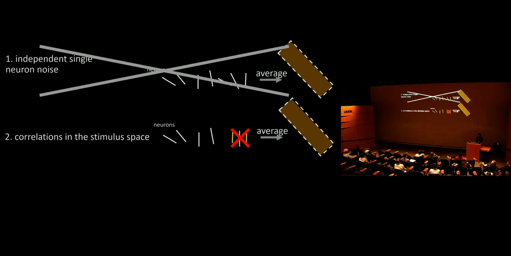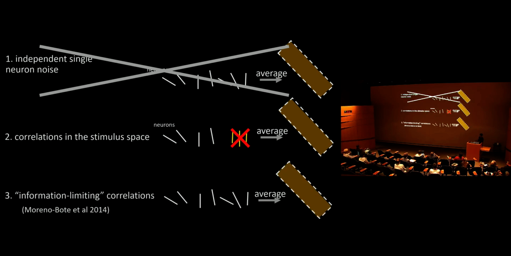There's another hypothesis, though, which is that more of these neurons are actually correlated to each other. This was proposed by Ruben Moreno-Bote. So these are correlations that will actually be problematic for the brain.